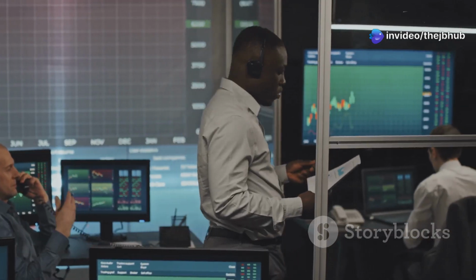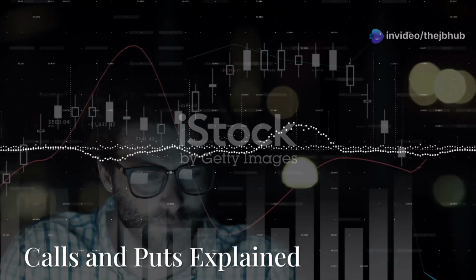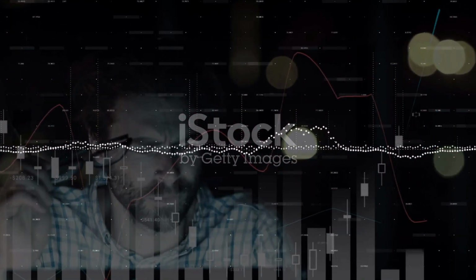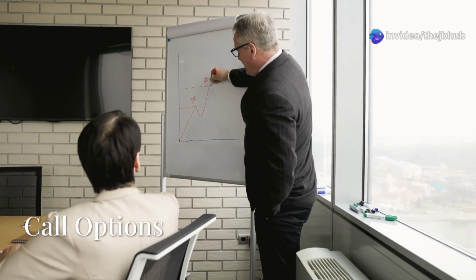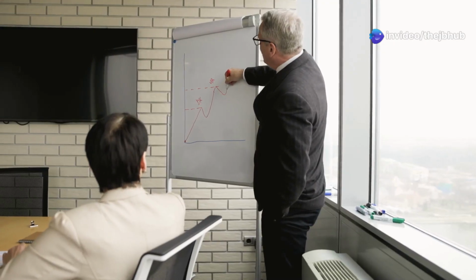Types of options. The two types of options that may be purchased and/or sold are calls and puts. A call option grants the owner the right to buy the underlying security.